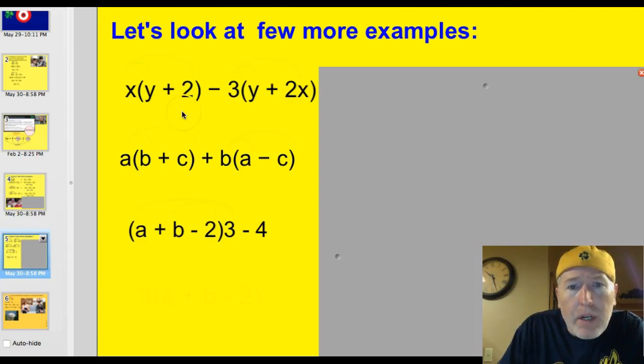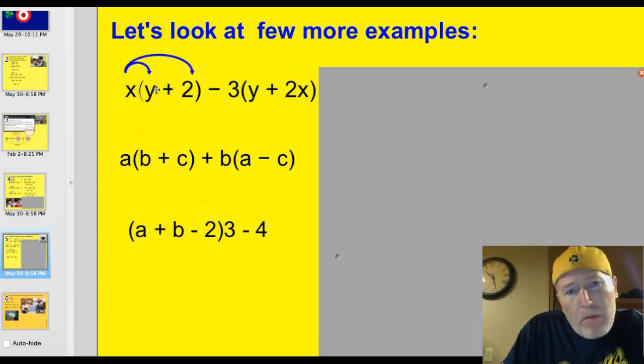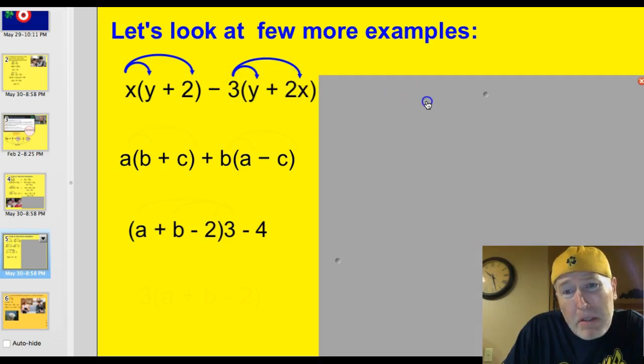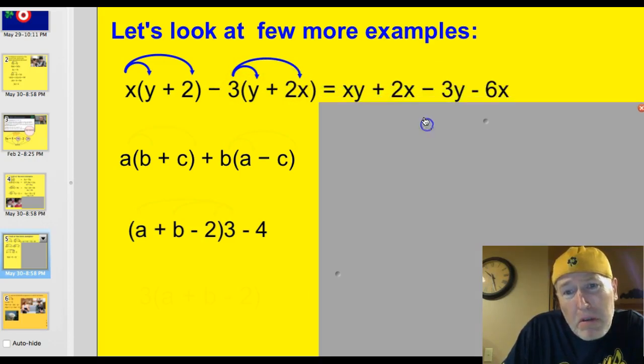All right, lots of letters here. Well, we can still do this. Now I'm going to have xy plus x2, but we'll probably call that 2x, right? And then I've got this one over here too, minus 3y, and then I've got minus 3 times 2x, so that's really a minus 6x. So let's see, xy plus 2x minus 3y minus 6x. Good.